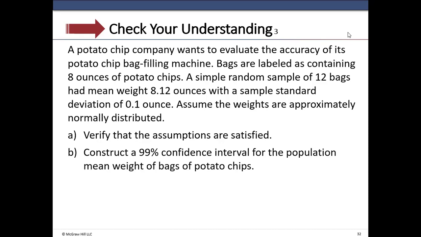So stat, test, and we want to go to t interval since we do not know the population standard deviation. Input should be on stats, x bar, sample mean, mean weight is 8.12, and sample standard deviation of 0.1. Sample size is 12 and C-level is 0.99, and calculate. So with 99% confidence, we can state that the actual population mean is between 8.03 and 8.21.